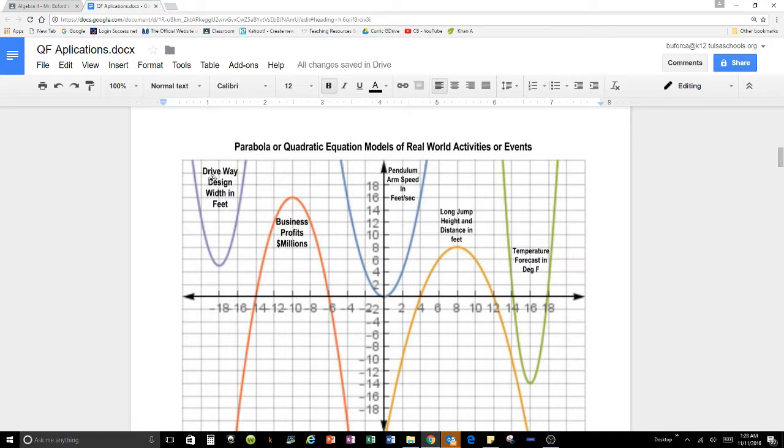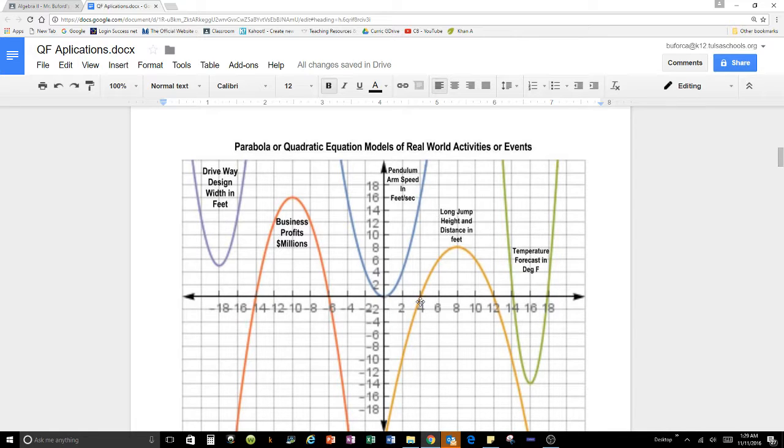So if we just look here, we have a project where we're trying to model the design of the width of a driveway. That can be modeled with this shape of a quadratic equation, or what we call a parabola. Here we have business profits in millions of dollars. That can be modeled by this type of parabola. Here we have the pendulum arm speed in feet per second. So the speed of a pendulum, its arm, when it rotates back and forth. That's what's being modeled here.